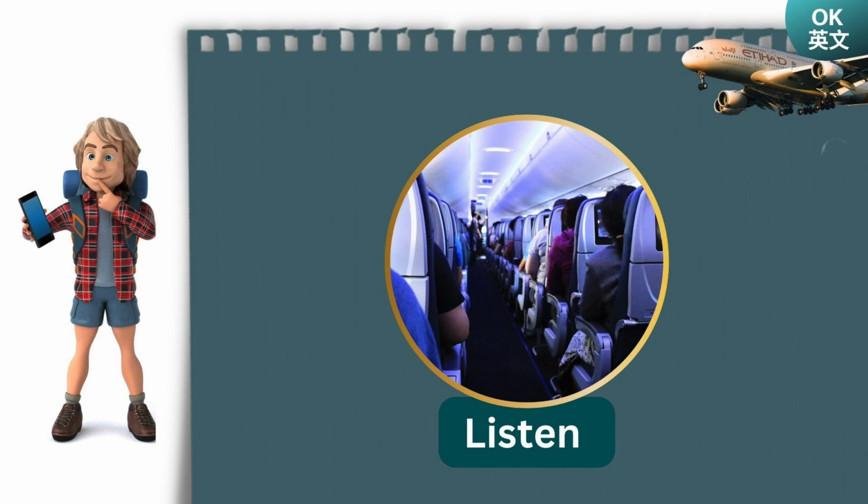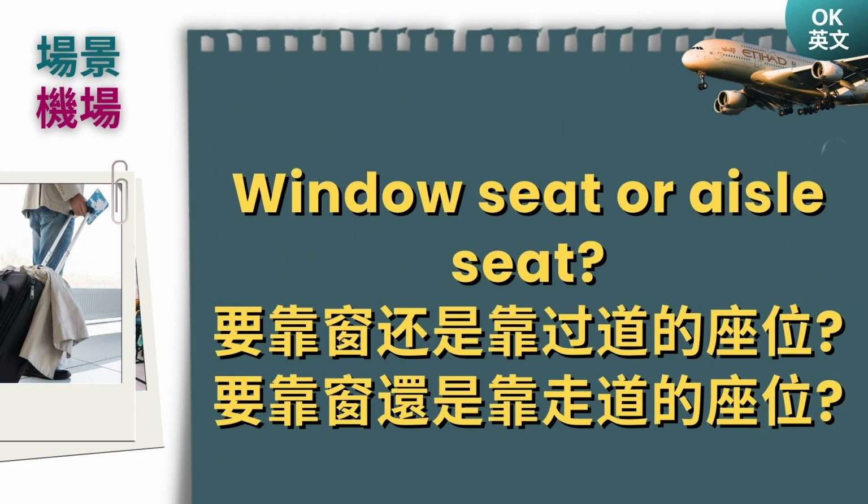Window seat or aisle seat? 要靠窗还是靠过道的座位? Window seat or aisle seat?